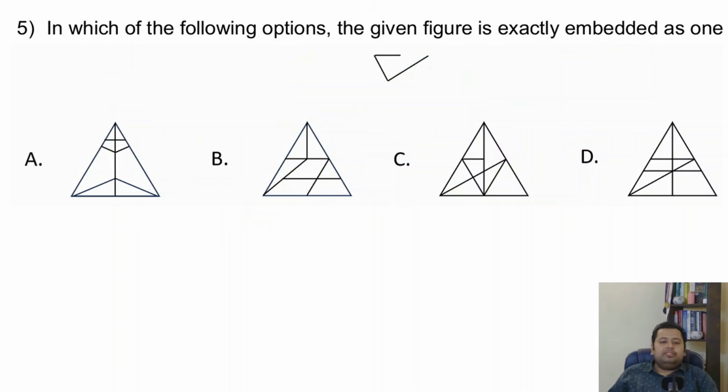Now we'll move to question number 5. In which of the following options is the given figure exactly embedded, right? This is the given figure. So this exact figure, in which of the options you can find it, is something you will have to look at. Pause the video, solve it first, and then look at the solution.